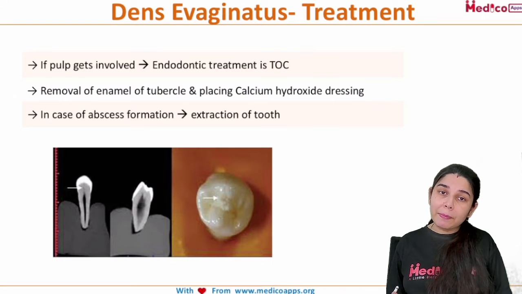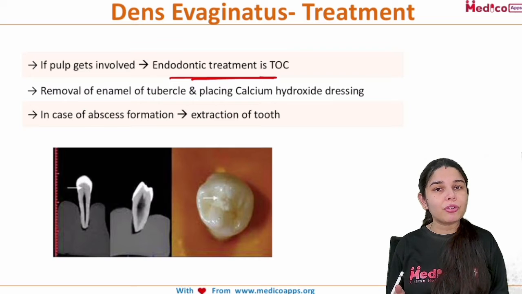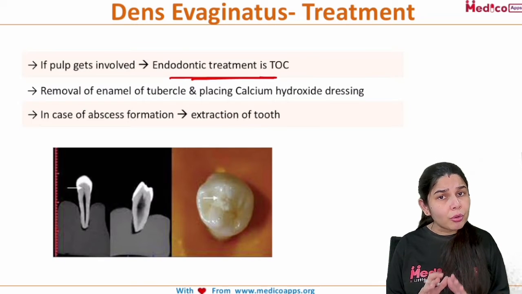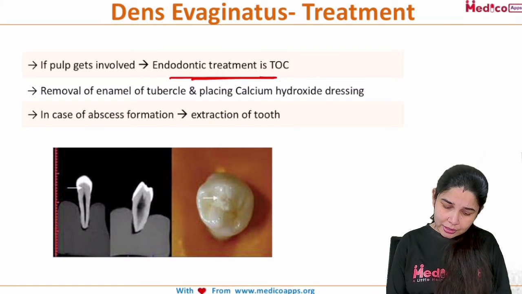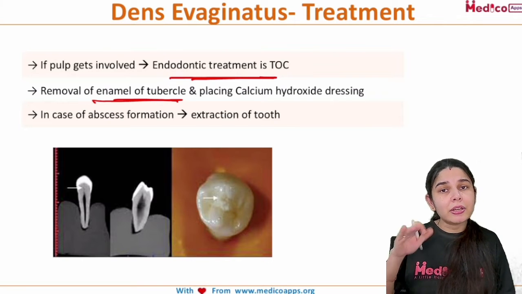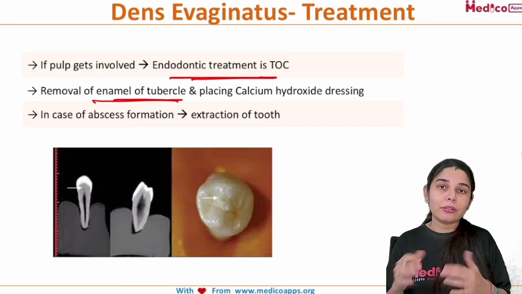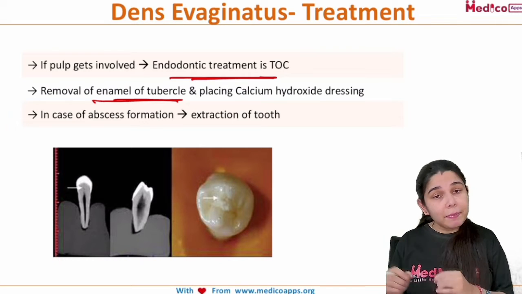If the pulp is involved, definitely we will go ahead with root canal treatment. That is the treatment of choice. But in case only dentin or enamel is involved, or only enamel is involved, we can just remove the tubercle at the enamel surface and place a calcium hydroxide dressing over that. So this is how we can manage a case where the pulp is not involved.